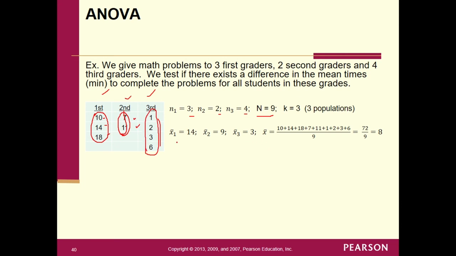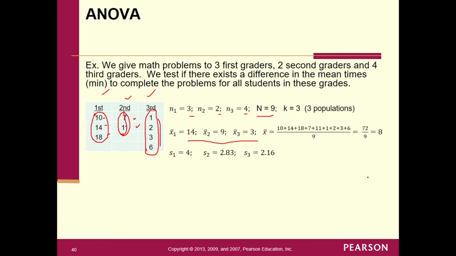Okay. Now you got to be careful here. Notice I made the sample sizes different. I made the sample sizes 3, 2, and 4. So you cannot mathematically simply then take these 3 numbers and divide by 3. It won't work mathematically. You need the sample sizes to be exactly the same. And they certainly are not here. So what you would have to do is take each one of these numbers, the 10, the 14, 18, 7, 11, 1, 2, 3, 1, 2, 3, and 6, and divide by the total that we had, which was 9. Okay, and that's how I got 8 for overall X bar.